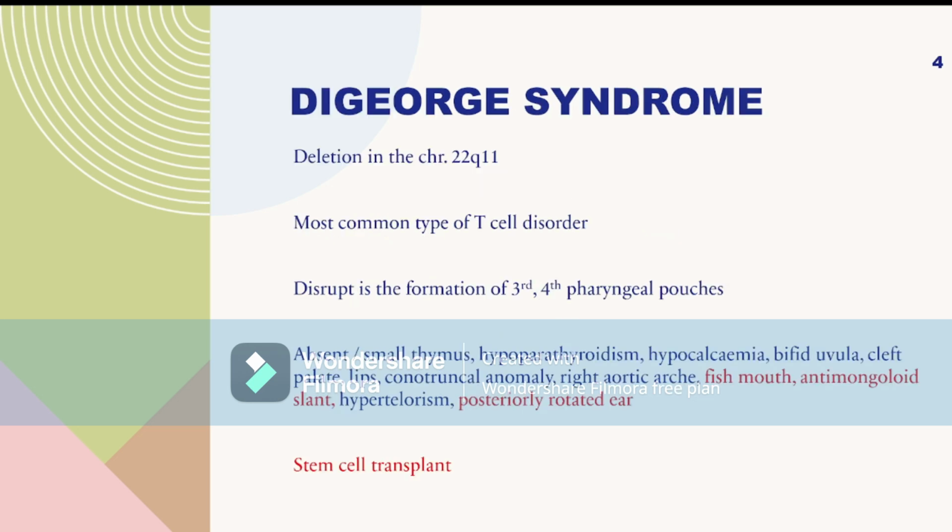Now come to some syndromes like DiGeorge syndrome. As I say, the thymus is the main site in which the T cell develops from the stem cell after producing T cell.